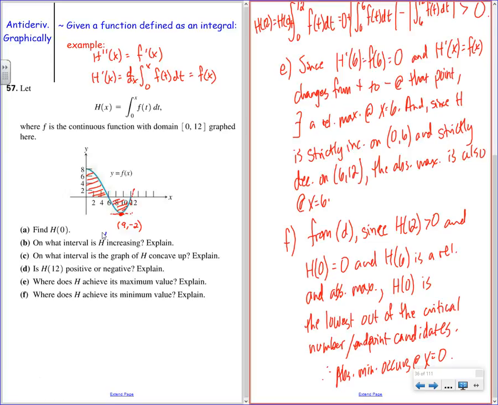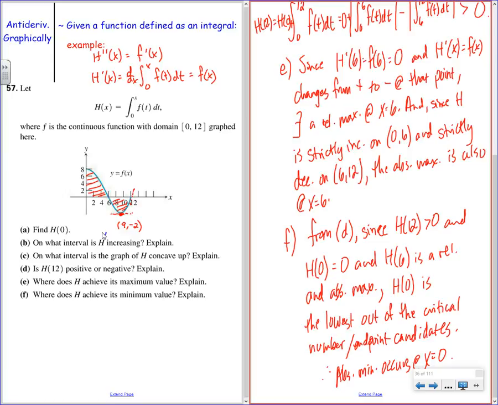How come H of 12 is greater than 0? No, remember, I get that, but since that one has a smaller area, how come that one's not the answer? Oh, because there was a greater increase before a smaller decrease. Okay, so increase a lot, decrease a little. So H of 0 is going to be lower, which is shown by the overall integral being greater than 0 from 0 to 12.